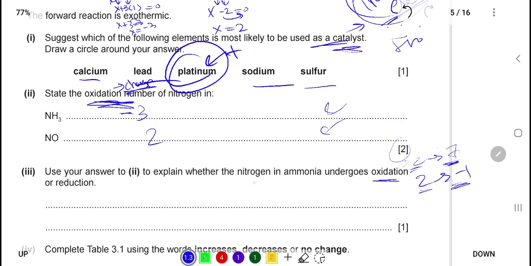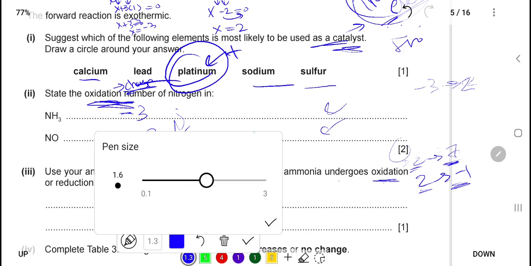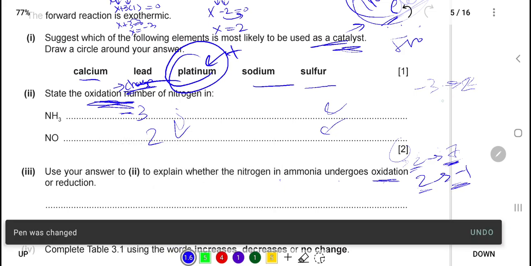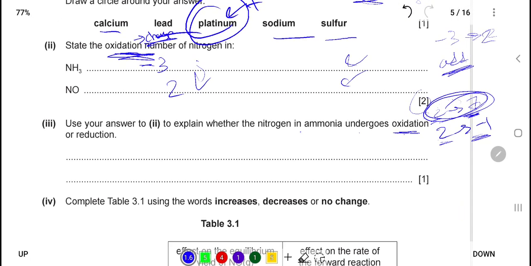Now again, to explain whether the nitrogen in ammonia undergoes oxidation or reduction, so from -3 to -2, -3 to -2, so it was first thing below 0 until it became above 0, so there's an addition, right? So there's an addition of the oxidation number, the same as this method, so it must be oxidation.